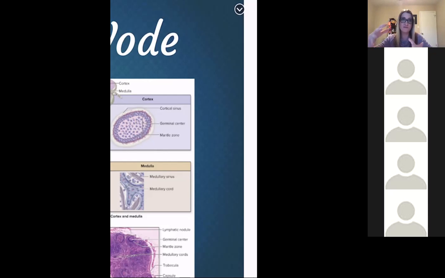Now, as the lymph flows through the cortex, eventually it makes its way into the medulla, into the middle of the lymph node.